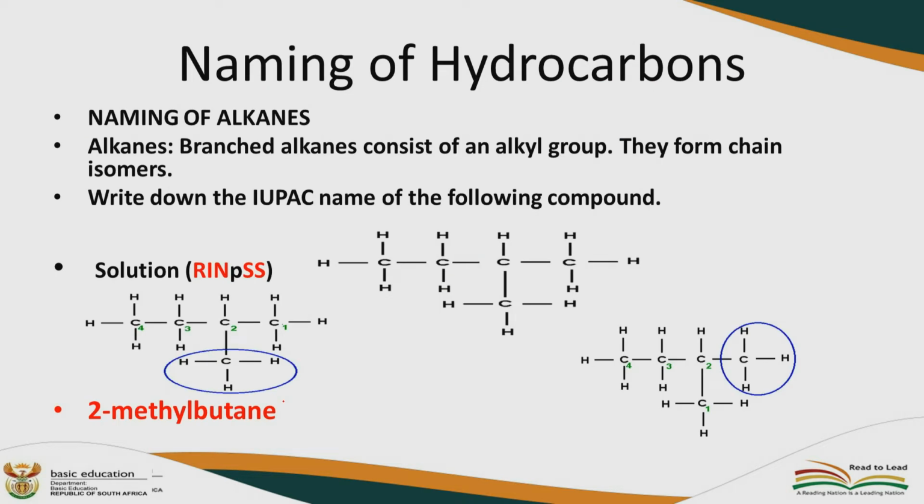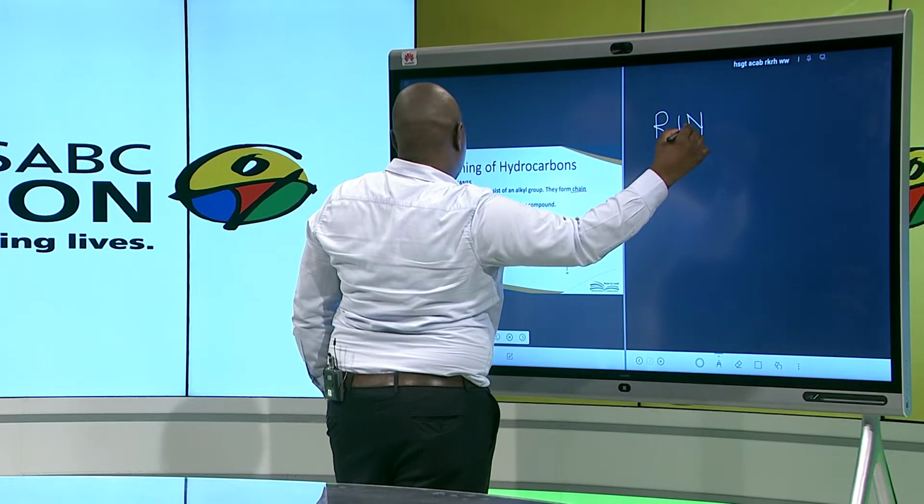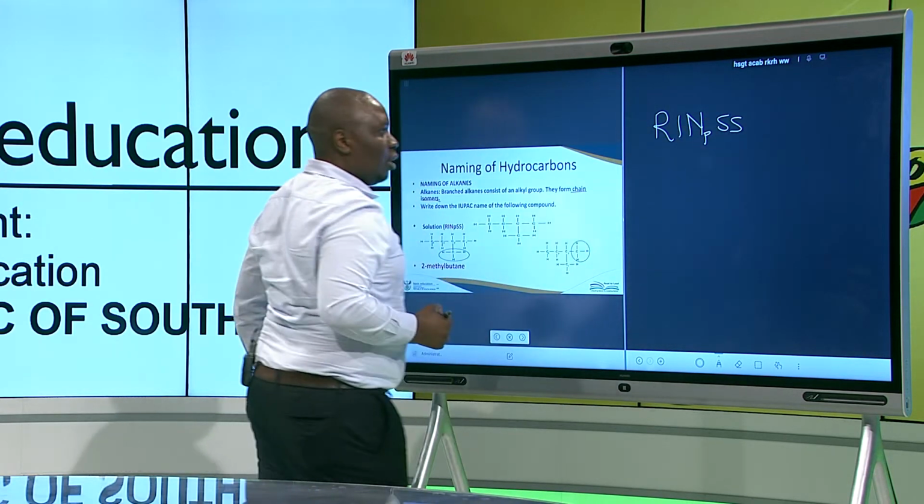Now, we're going to do naming of hydrocarbons. In that one, I was just explaining so that you understand that we have 3 hydrocarbons: alkanes, alkenes, and alkynes. Under naming of hydrocarbons, you will have branched alkanes, which consist of alkyl groups. They form chain isomers, so we'll talk about chain isomers as we finish. Now, without wasting any time, when you are naming, you will first recognize. Hence, I made this short for you so that you can remember. I tried to make it easier so that you remember how to go about naming.